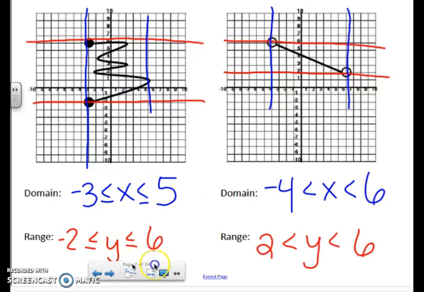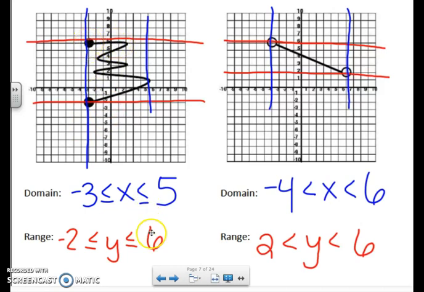For range, the lowest the problem went was a -2, and it was closed in, so I put equal to. The highest the graph went was a 6. Again, it was closed in, so I put 6 with an equal to sign.